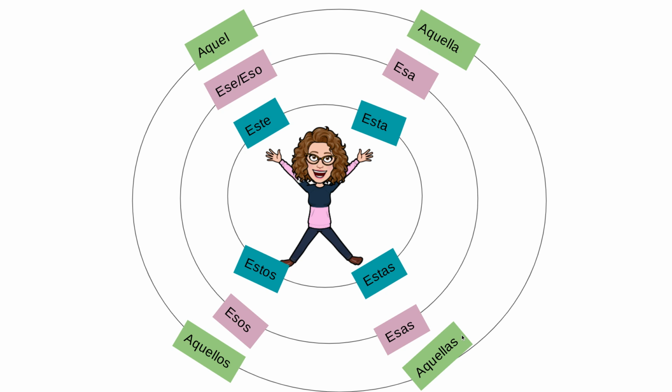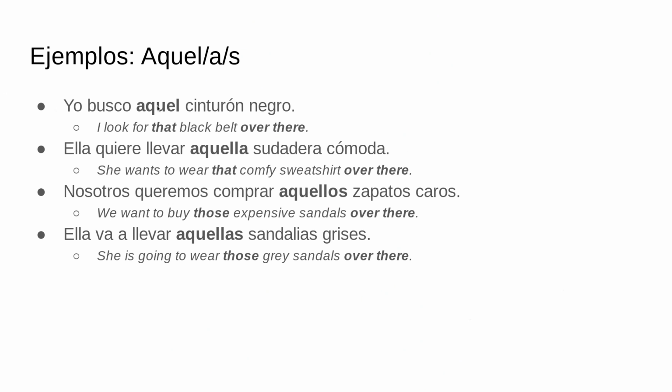And then I have aquellas, which is feminine and plural. I could say aquellas gafas. Let's take a look at this last group in some sentences and we'll see what it means. Yo busco aquel cinturón negro. I look for that black belt over there.